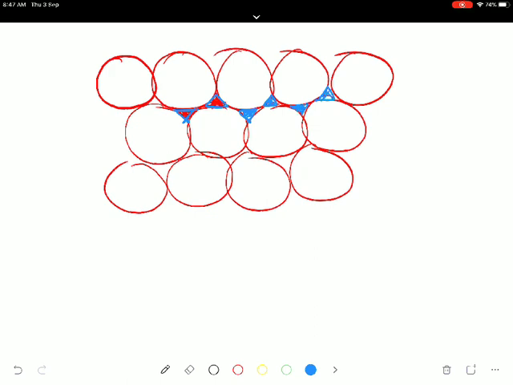Only one type of triangular void I can utilize to pack the second layer spheres or second layer balls or second layer atoms. If I use the triangular void pointing downwards, then I cannot keep balls or spheres on the triangular void pointing upwards. Suppose I am keeping the second layer on the triangular void pointing downwards.